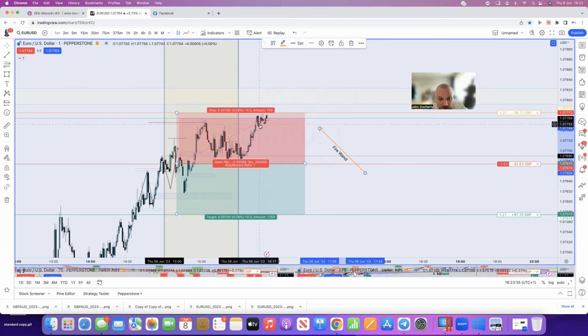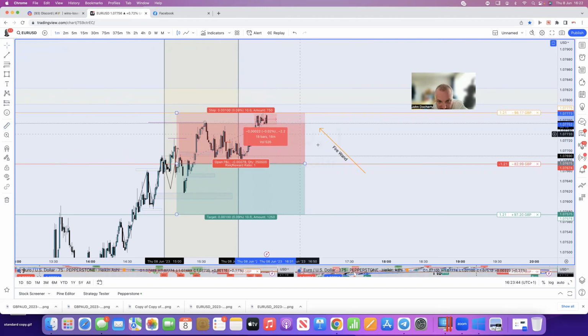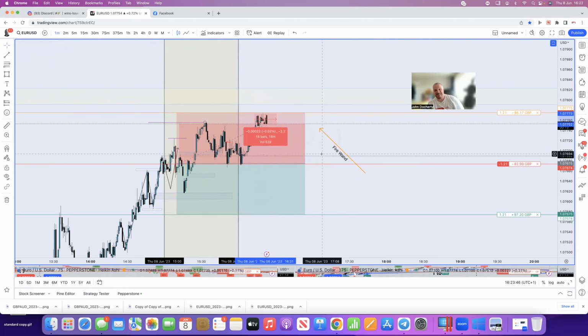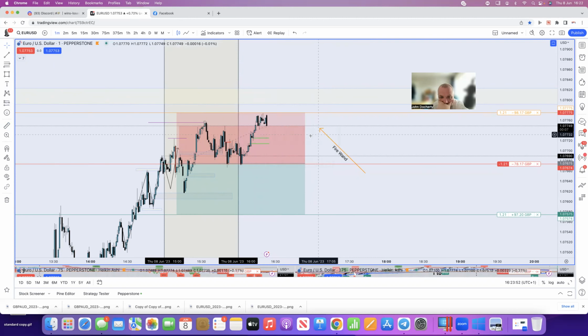We've had 1, 2, 3, 4, 5, 6, 7, 9 minutes of candles, and it's been stuck in a 2 pip consolidation. In 9 or 10 minutes, it's been stuck in a 2 pip move. Let's have a look. Now it's wanting to drop a bit.